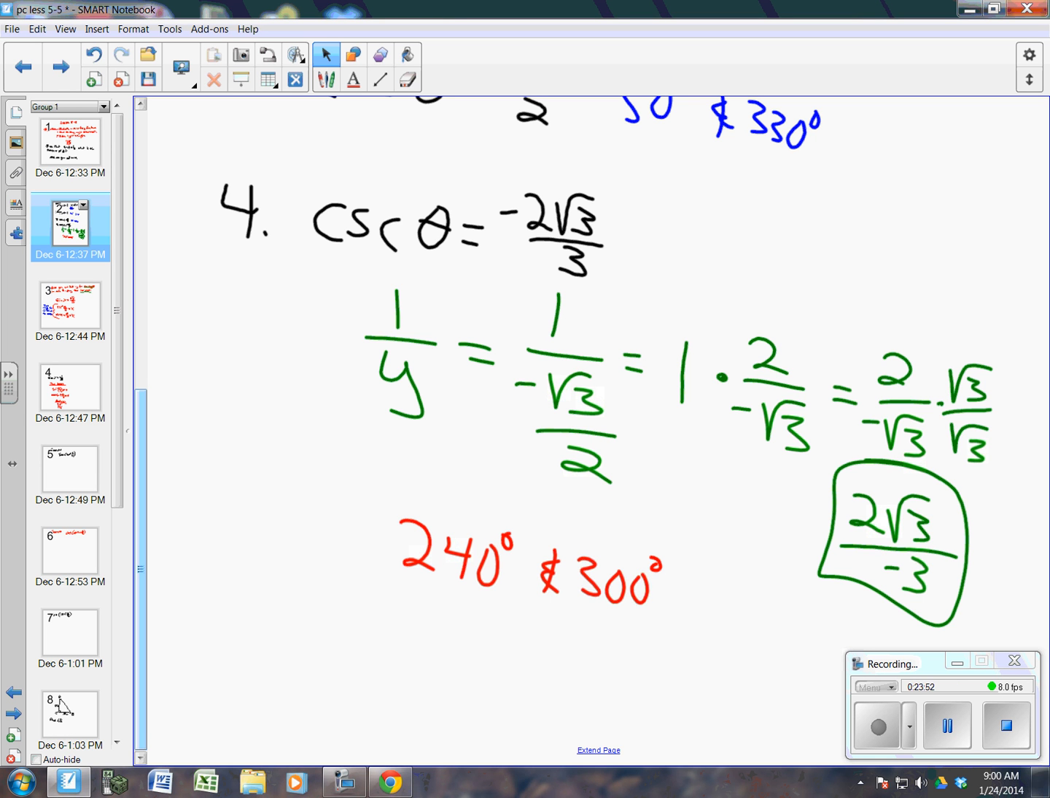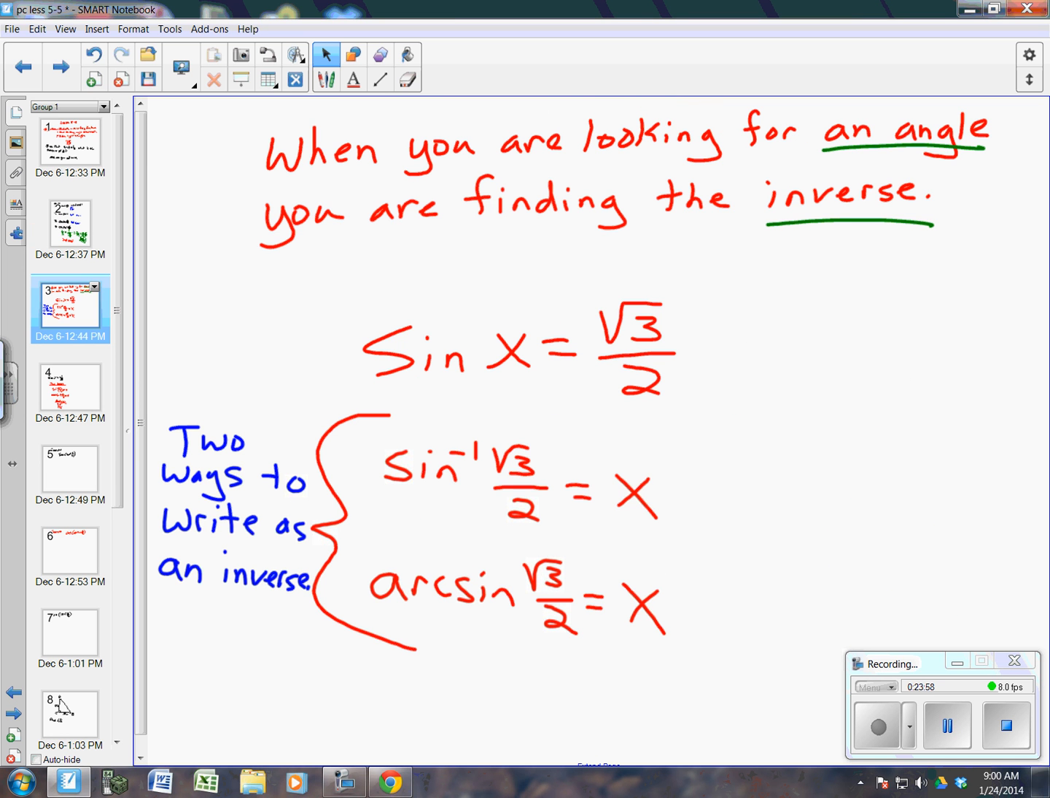Okay, so that's basically part of what we're doing today. Okay, how to find inverse trig functions. I want you to write this down. When you're looking for an angle, you're finding the inverse. Write that down. When you are looking for an angle, you are finding the inverse of a function. Make sure you have that in your notes. It's very important. So when you go to review your notes, you can remember that when you're looking for an angle, you've got to find an inverse. That will remind you when you're on your test and you've got to find an angle that you've got to use the inverse key. Now, there are 2 ways to write inverses.